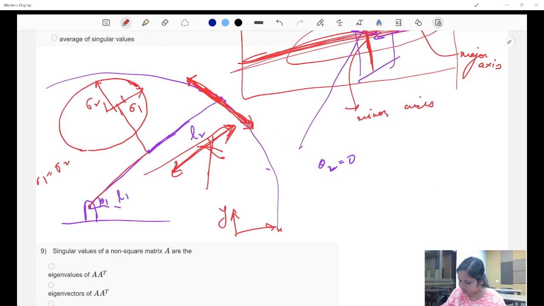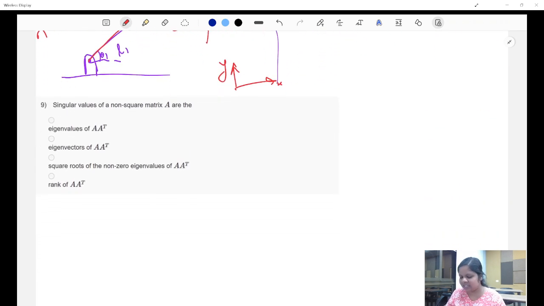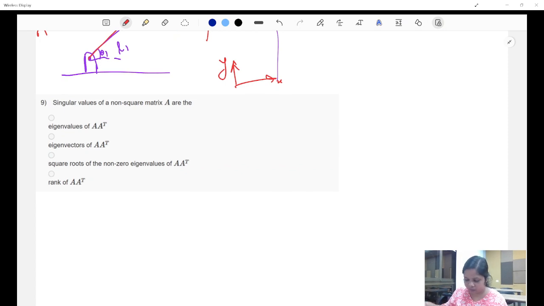Okay. Now, this is a question from the lecture directly. I think you might have watched the lecture, and I'll tell you the answer. What is the singular value of a non-square matrix? I mean, you already saw, right? Square root of non-zero eigenvalues of A transpose A. Right, very good.